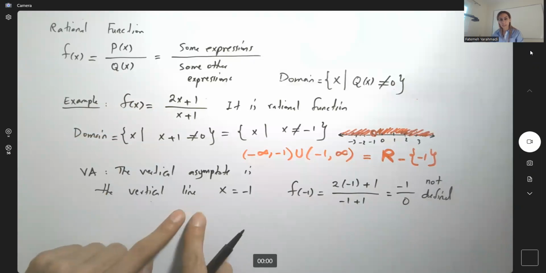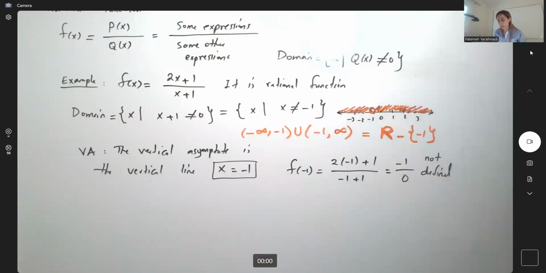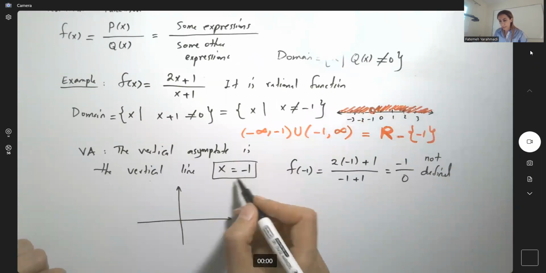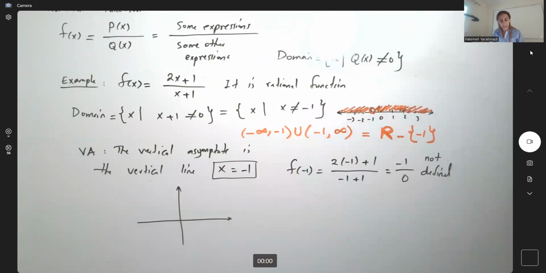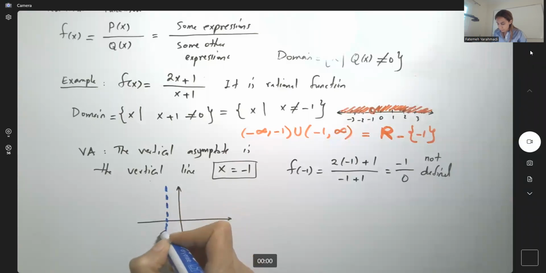What's the meaning of that? It means that the vertical line x equals -1 is a vertical asymptote. So let's try to graph this. Here you have your x-axis. Here you have your y-axis. We know x equals -1 is a vertical asymptote, so we're going to quickly graph the vertical asymptote. This is the vertical line x equals -1. Now for the graph of the function itself, plug in different values.